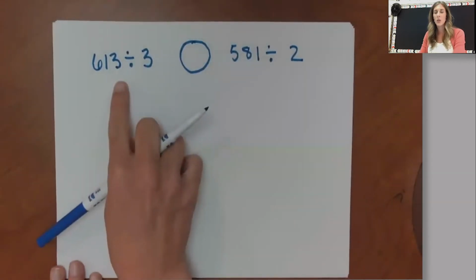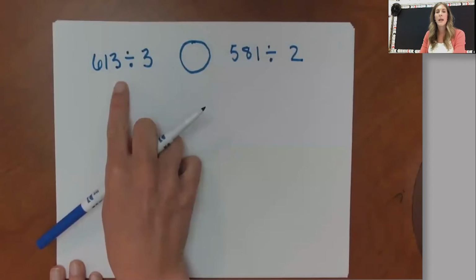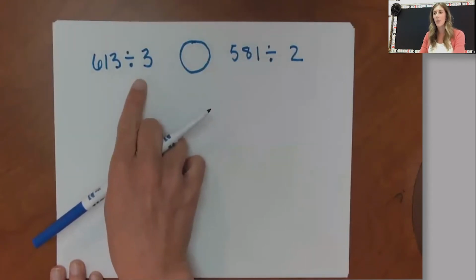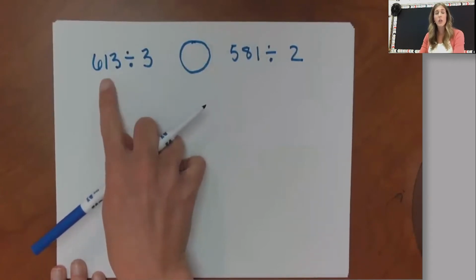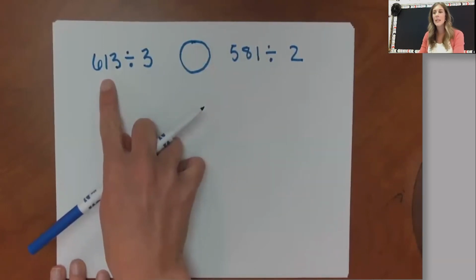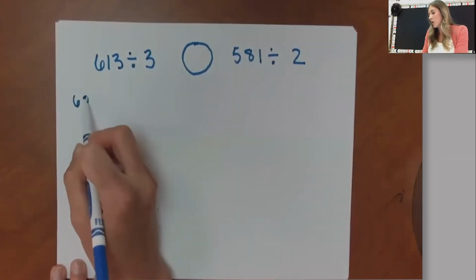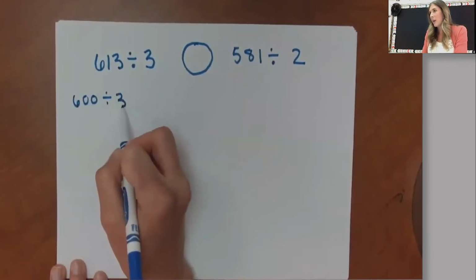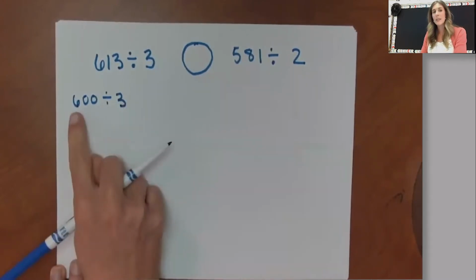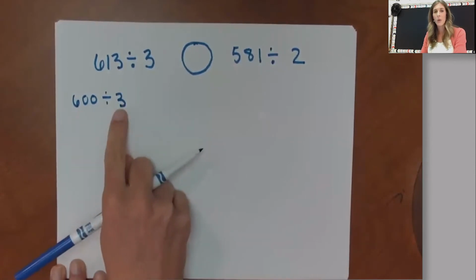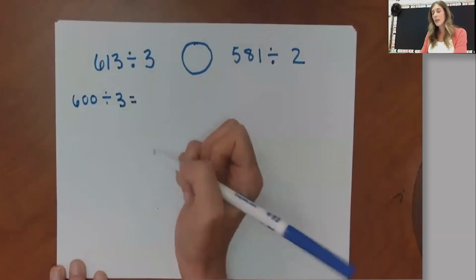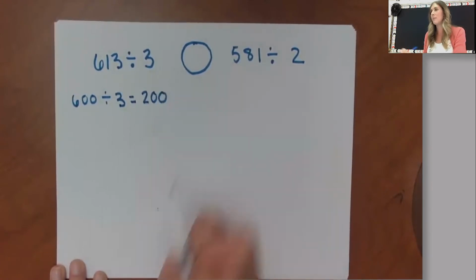We'll start with the 613 divided by 3. What is a compatible number for 613 that divides easily by 3? I heard 600. Is 600 close to 613? Yeah, and we know that 6 is easily divisible by 3. So we're going to estimate with the equation 600 divided by 3. We know that 600s divided by 3 would be 200s. So 600 divided by 3 is 200.